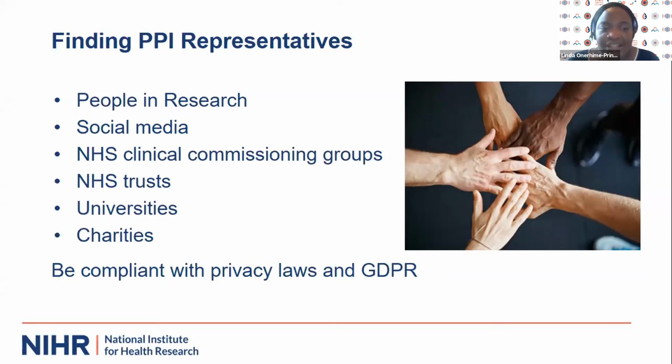So in this section, I'm going to discuss how you could go about finding PPI representatives. There are many avenues where you can find PPI representatives. There's People in Research. This is a website which provides opportunities for public involvement. Researchers can place opportunities on the website to find members of the public who want to be involved in research, and members of the public can look for opportunities to be involved in research on this website.